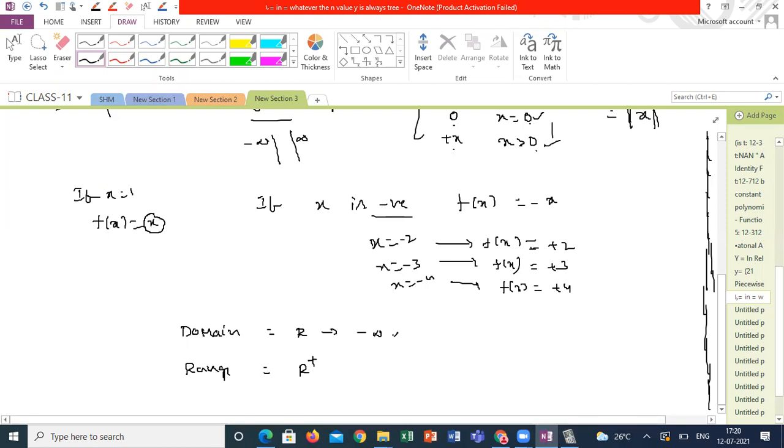This is minus infinity to infinity. This interval form is 0 to infinity, closed interval. Fine, sir. Both are same. R plus. Yeah, is it clear, guys?